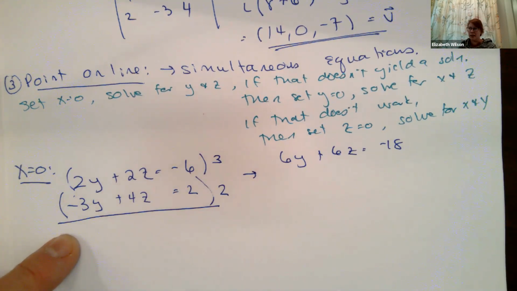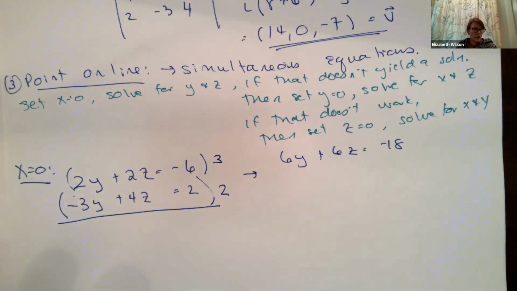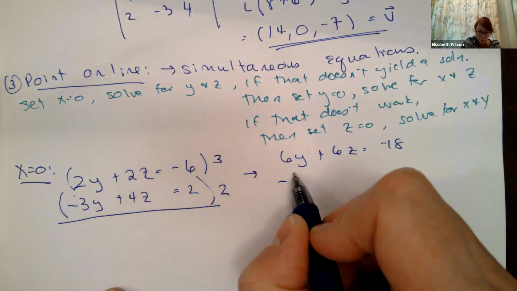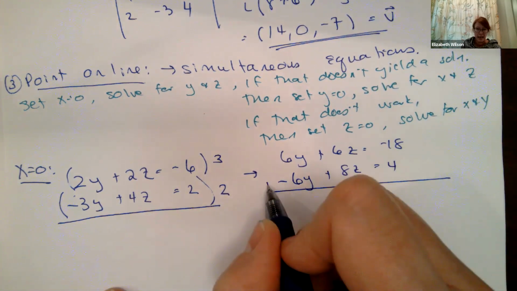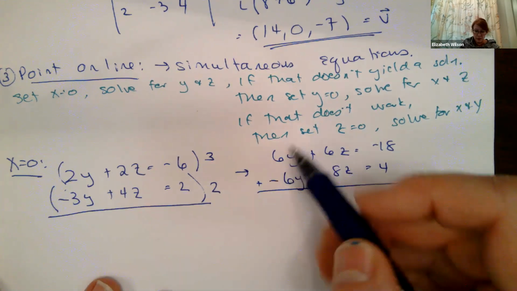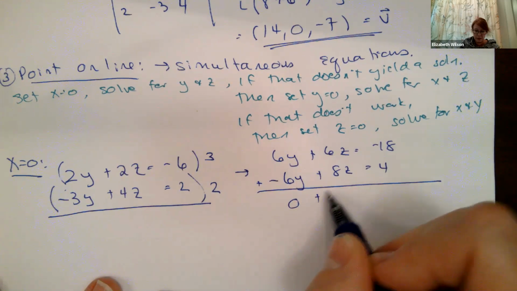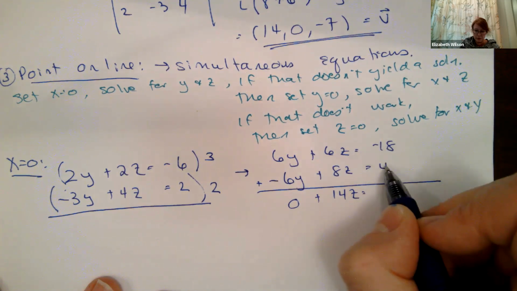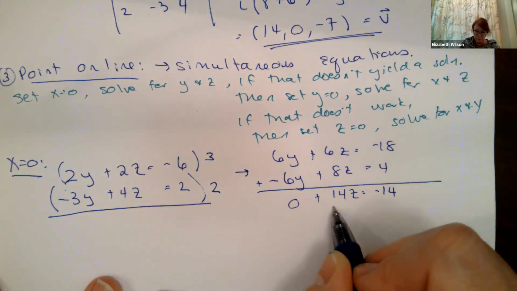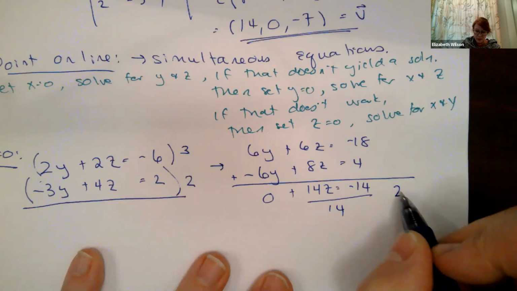Remember, this goes back to like, would you have this in algebra 2? I can't remember when this would get taught. I'm going to multiply this by 2, 6y plus 8z equals 4. And I'm just going to add. So now the y's are going to cancel. 6 plus 8, 14z equals minus 18 plus 4, which is minus 14. So then z equals minus 1.